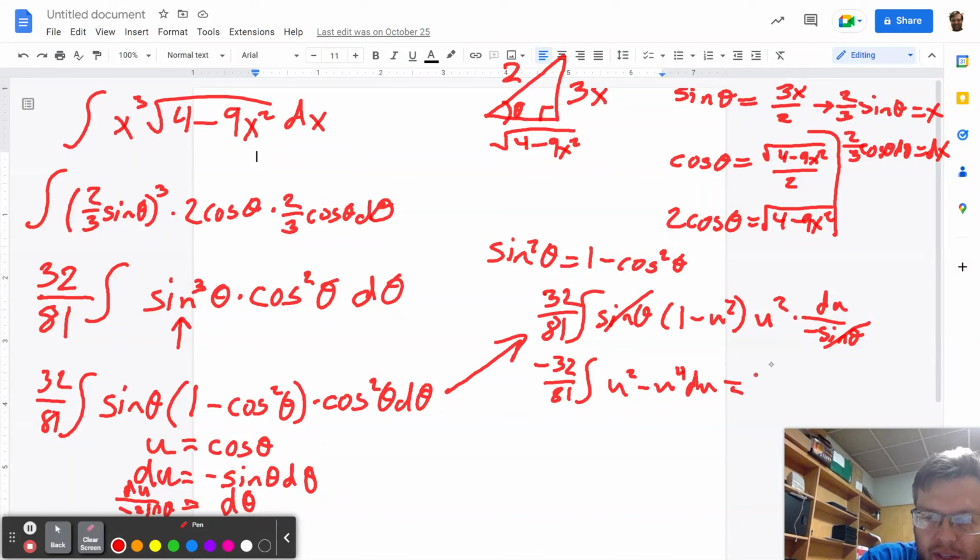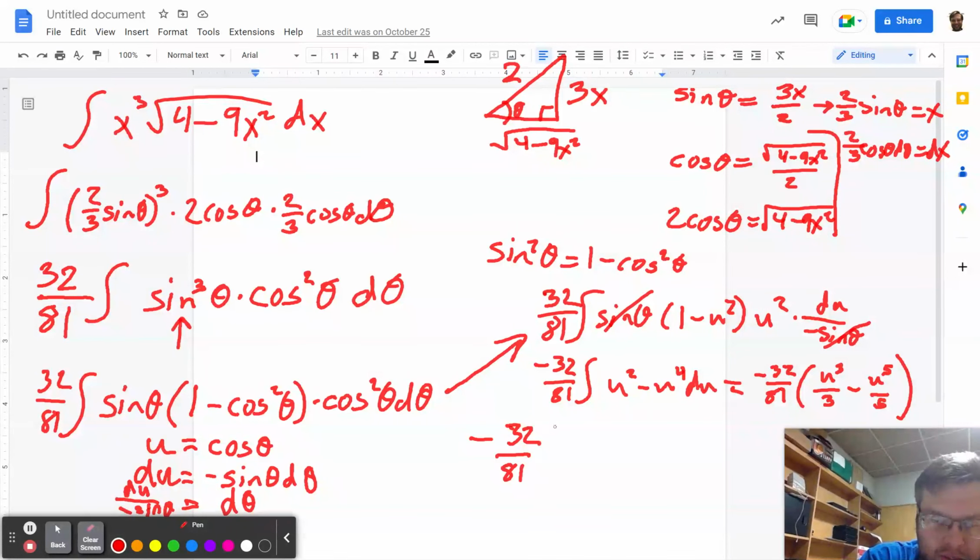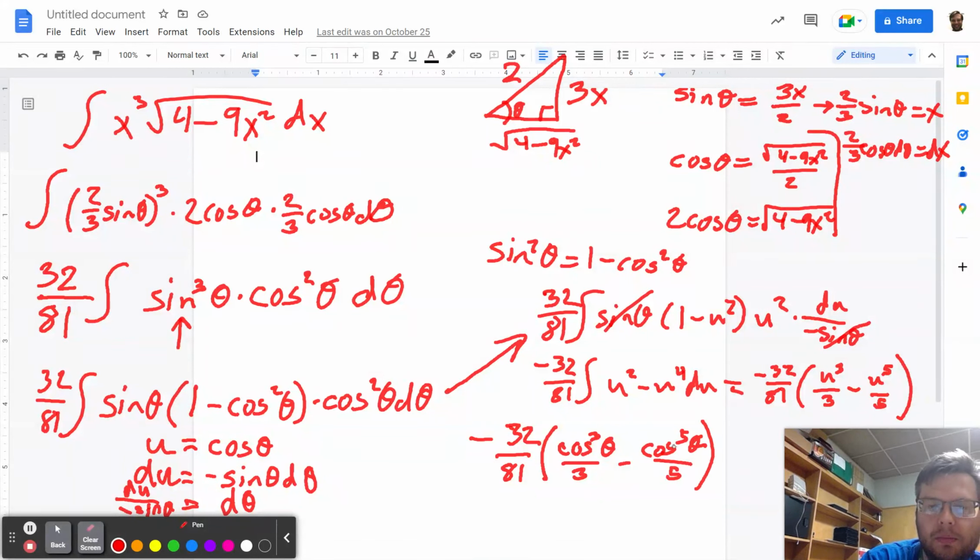Take the antiderivative: u to the 3 over 3 minus u to the 5 over 5. Now I'm going to plug u back in. So u is cosine theta. So cosine cubed theta over 3 minus cosine to the 5th theta over 5. Then I remember that cosine is equal to this expression from my original triangle.